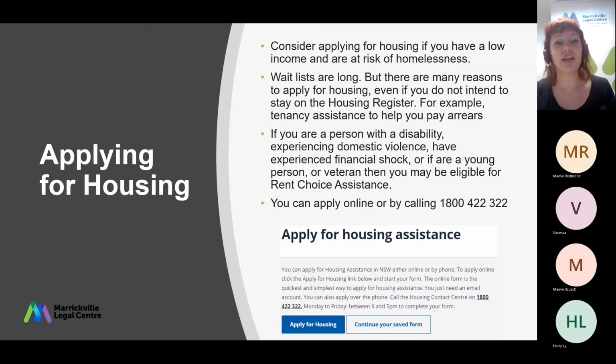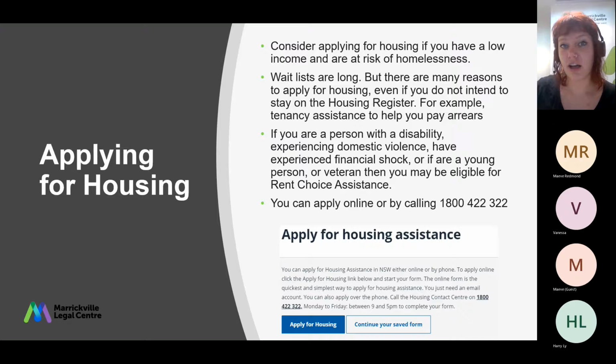I do also suggest that people apply for housing. I suggest that people with a low income who are at risk of homelessness consider applying. The wait list is long. You may be able to cut that down a bit if you can show an urgent need. For example, as I mentioned, serious risk of homelessness, threats of violence, or that your current accommodation is unsafe. You should also be prepared to show why you're not able to meet your needs on the private market. So why can't you find a private rental?